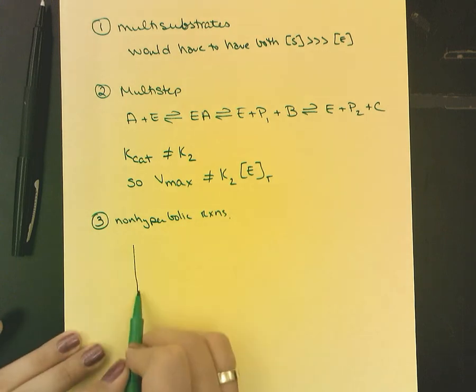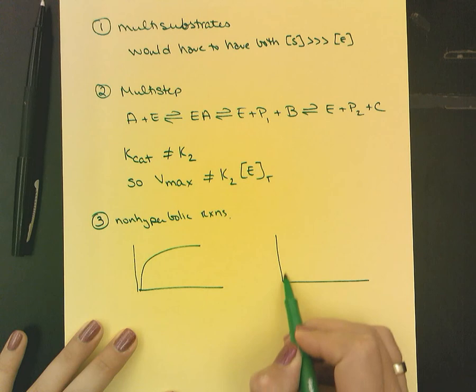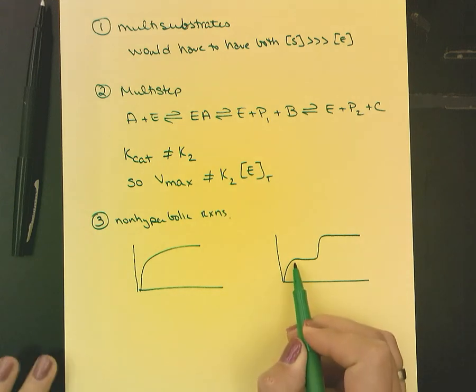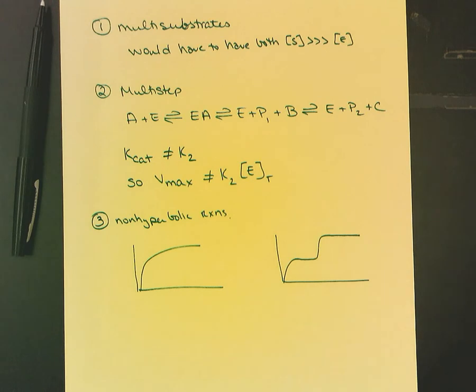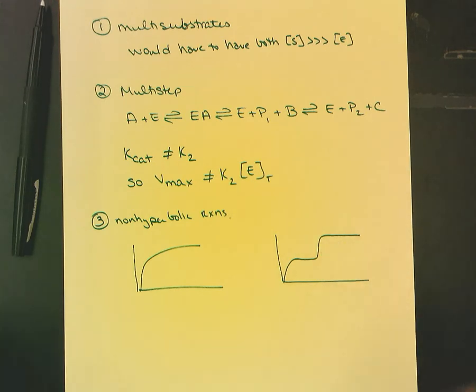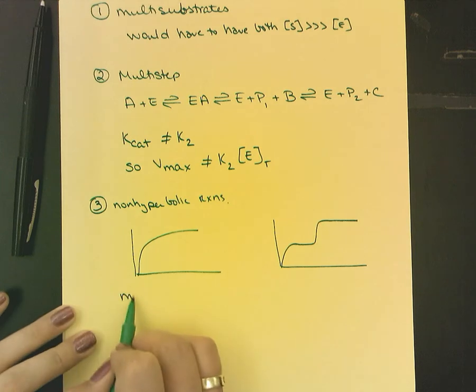So our assumption was it looks like this, with one substrate, one enzyme. A non-hyperbolic reaction looks something more like that. So like in the case of hemoglobin, you have to add oxygen and then it kind of levels off until the whole hemoglobin molecule shifts and then it increases again. Then you have to add another oxygen, it would increase again. And so non-hyperbolic typically means that there is more than one active site.